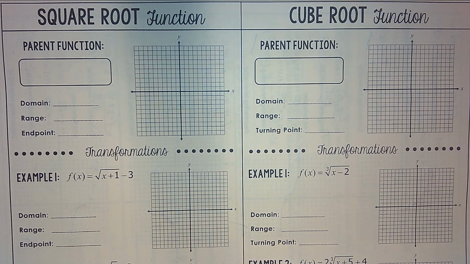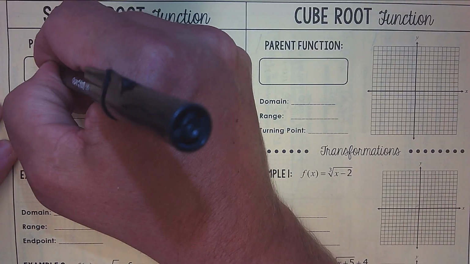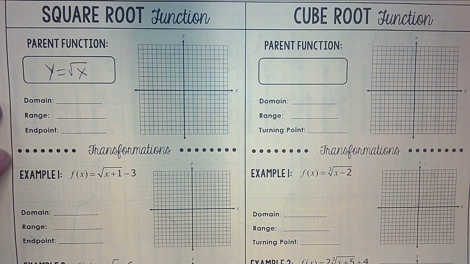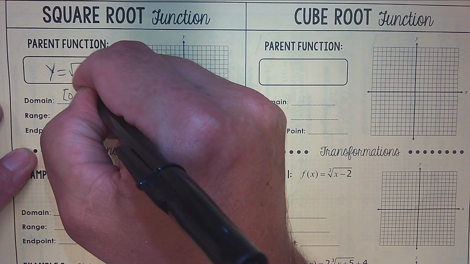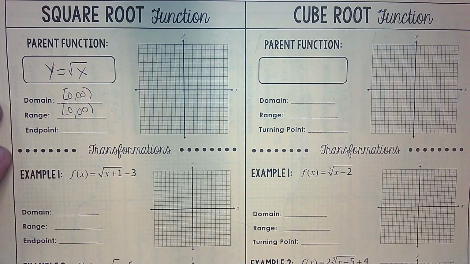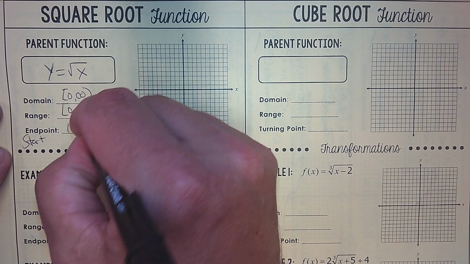All right, so here's the last page that kind of summarizes how to graph a square root and a cube root function for a good reference sheet. So the parent function for the square root is y equals the square root of x, or f of x equals that. The domain is 0 to infinity, and that's the same for the range, 0 to infinity, where 0 is included. The end point, and I like calling that the start point, is at 0, 0.